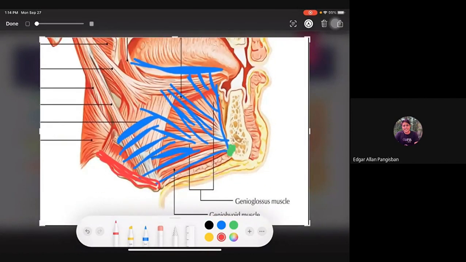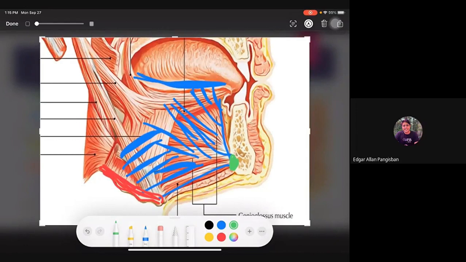Okay, take a look at this one. So again, the origin is in your genial tubercle, yung green. So naturally, if this would contract, your tongue is located mas mataas, above the origin. Tama? Above the origin. So pag magko-contract siya towards the origin, naturally, pababa ang kanyang contraction. Kasi towards the origin nga po. So kaya siya depression of the tongue.